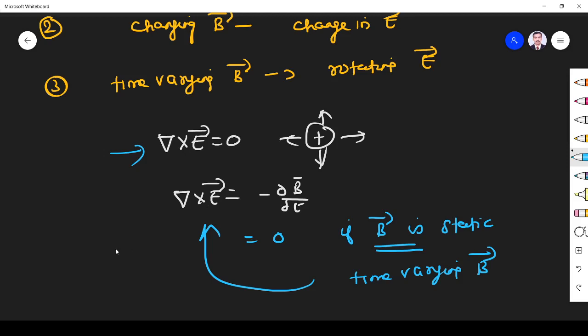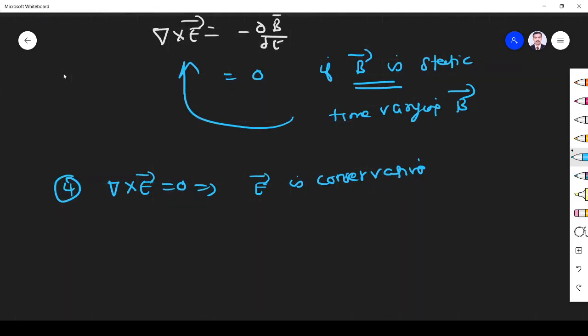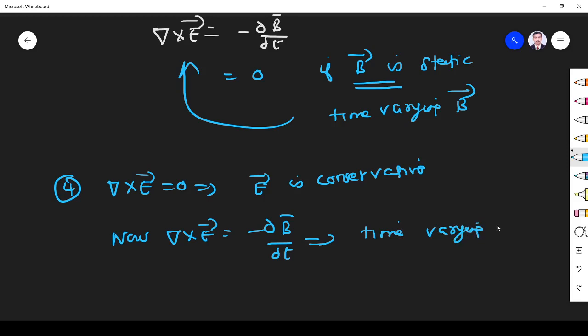This is very important. We know that if del cross E is equal to 0, this implies the electric field is conservative. This we studied in our electrostatics. But now del cross E is not 0. Now del cross E is equal to minus dou B by dou T. This implies it is a time varying electric field. So a time varying electric field is not conservative.